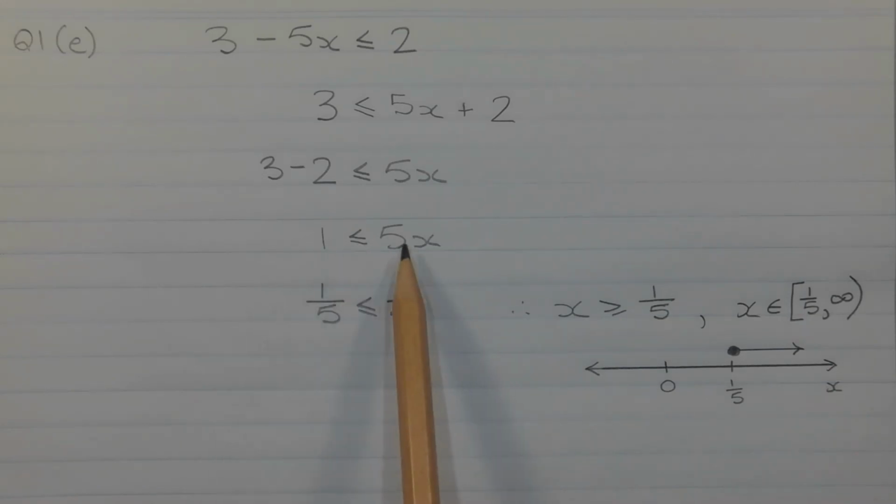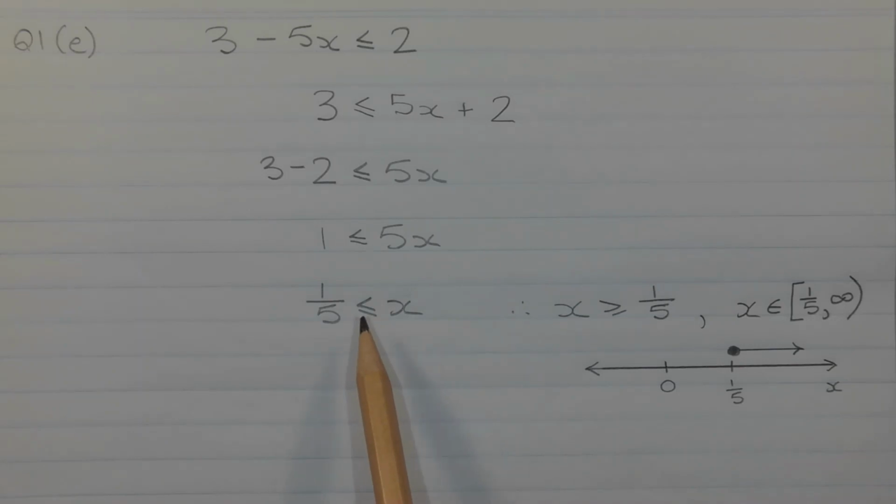Next, we divide both sides of the inequality by 5. And because it's a positive value, again, no switching or flipping of the inequality symbol is required. So we have 1 over 5 less than or equal to x. Notice that the inequality symbol points to 1 over 5. That implies that x is greater than or equal to 1 over 5.